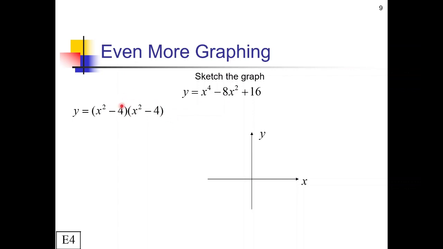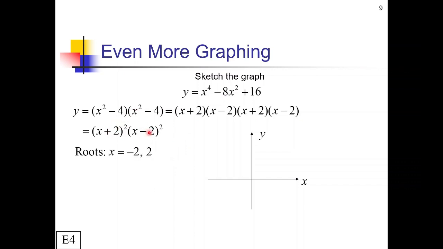Now each of these can be split up a little further. We still have a difference of squares here. So this is going to be x plus 2, x minus 2, and then we have another x plus 2, x minus 2. Now I'm going to condense this a little bit. Since I have 2 of these x plus 2's, I can make that x plus 2 quantity squared, and I can do the same thing with the x minus 2's. So this gives me 2 roots. If I set these equal to 0 and solve, I've got roots of -2 and +2.